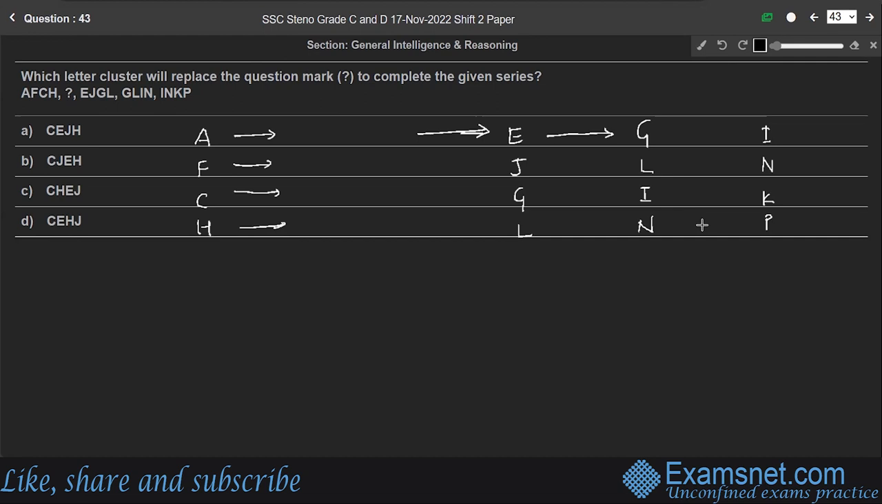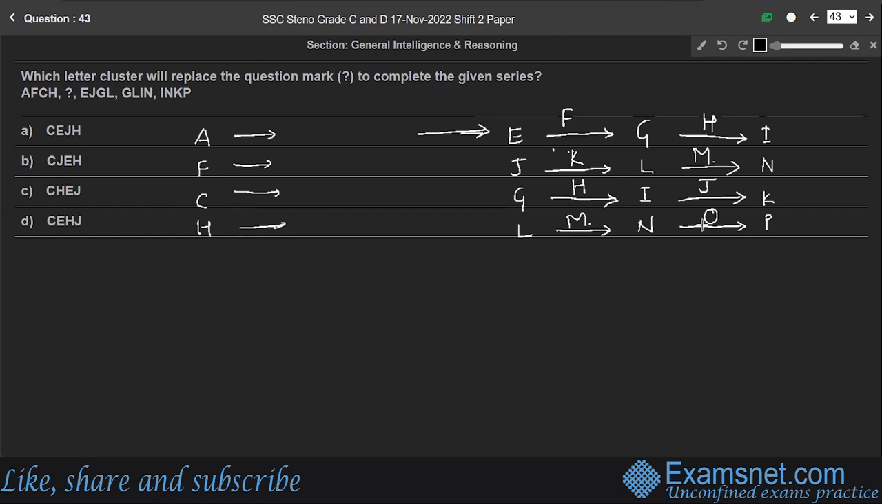Between E and G, we have the letter F. Between G and I, we have the letter H. We'll consider the second letters. After J, we have J, K, L, one letter K. After L, we have M. So there is one letter between the two consecutive letters. Now the third letter: between G and I we have H, and between I and K, we have J. We have M between L and N. We have O between N and P.